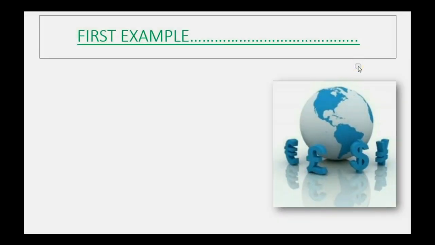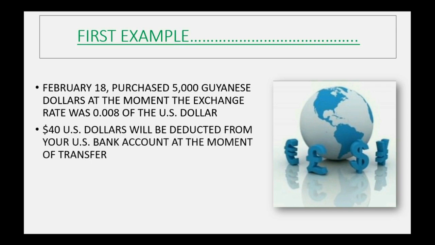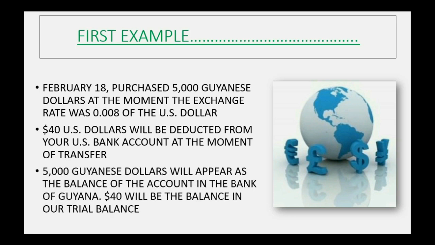For example, let's imagine on February 18, we purchased 5,000 Guyanese dollars at the moment the exchange rate was 0.008 of the US dollar. 40 US dollars will be deducted from your bank account at the moment of the transfer. 5,000 Guyanese dollars will appear as the balance of the account in the Bank of Guyana. $40 will be the balance in our trial balance.